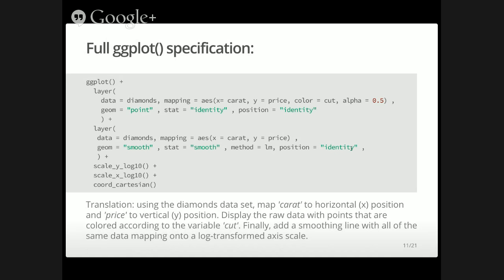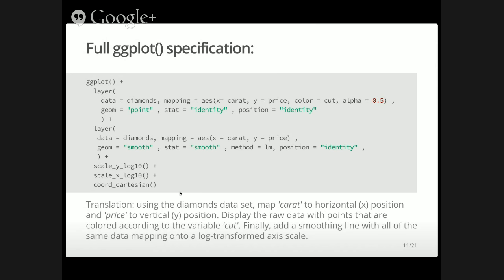So the translation of this full specification is: using the diamonds data set, map the variable carat to the horizontal x position, so x equals carat, map the variable price to the y position, and display the raw data. So the statistic is identity, position is identity, and with point as the geometry, colored according to the variable cut. And finally, add a smoothing line. So the next layer is the actual smoothing line with all of the same data mapping, so all the same aesthetics mapped to the same places, and then put everything onto a log transformed axis scale.